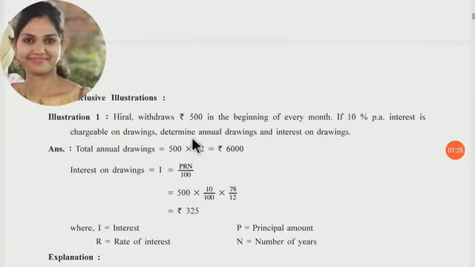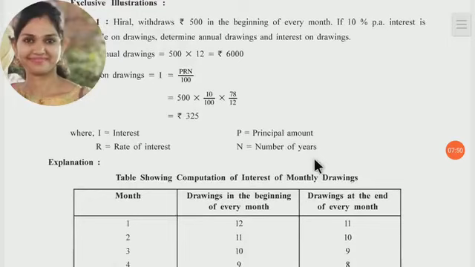See, suppose in place of the beginning of every month, the word given is the end of the month. At the end of the month, it means Hiral will make a first drawing on 31st January. It means for how many months? Feb to December. It means for the first drawing she has to pay interest for 11 months.